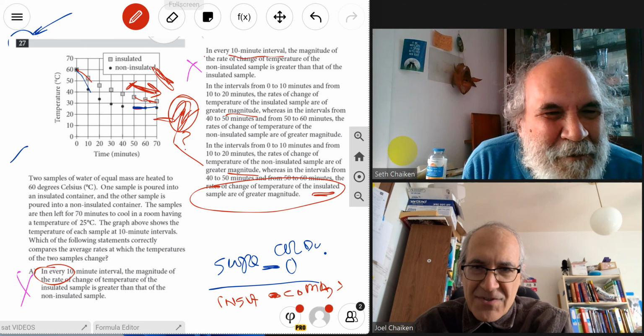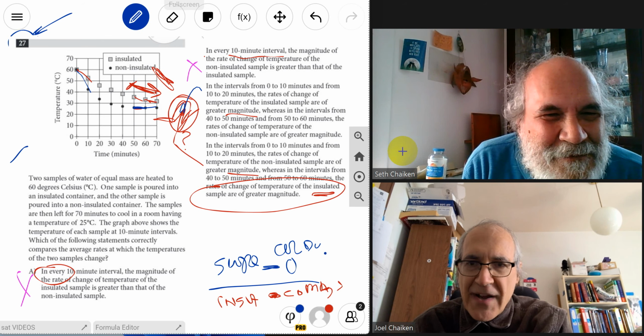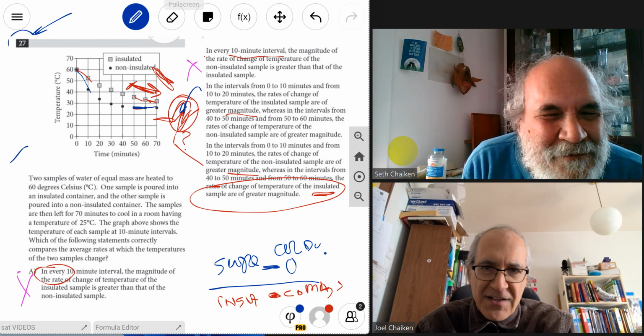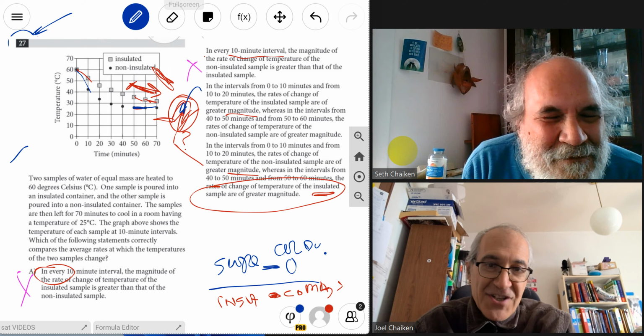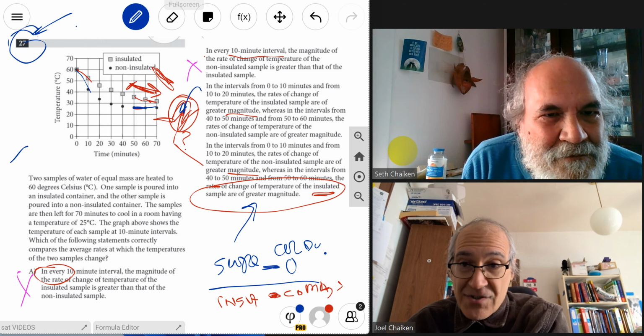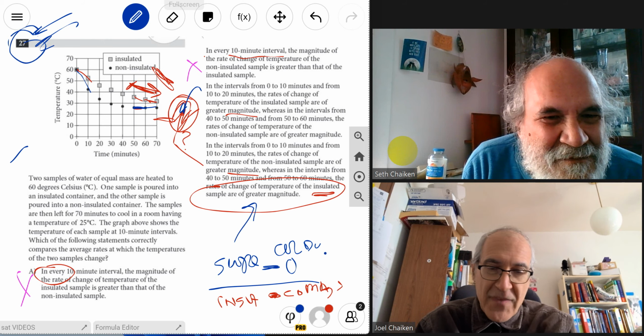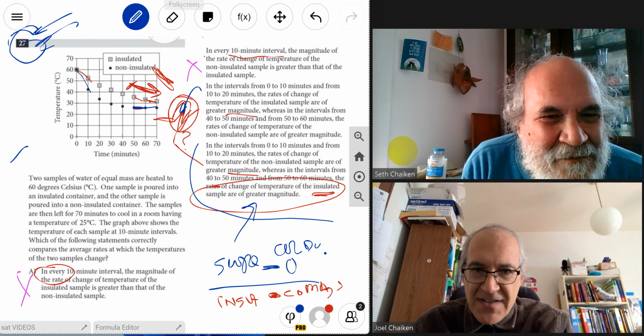So notice I sort of got it wrong here, but I was humble enough to realize, oh, I better check this one out too, because this is really tricky stuff, particularly when you're on question 27 and your brain is fried anyway. So I would say it is this one.